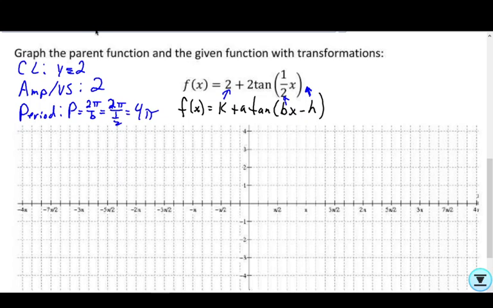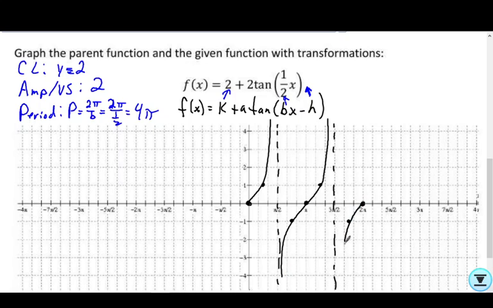Okay, so let's start off with graphing tangent. So tangent has an asymptote here, an asymptote here, 0, 1, -1, 0, +1, -1, 0. So here's the parent function. Very similar to cotangents. Okay?